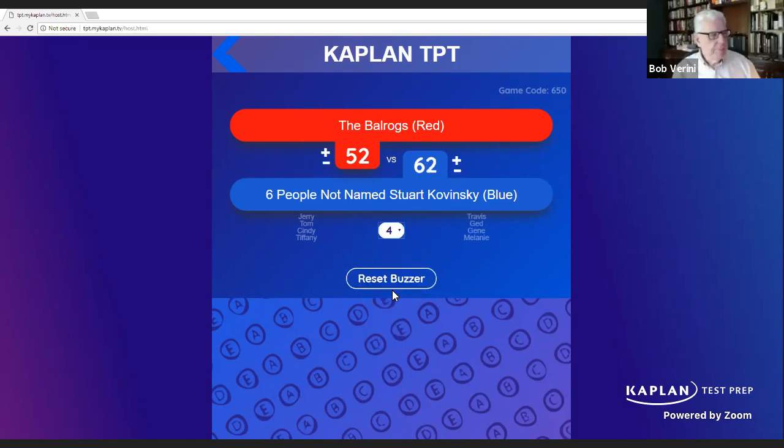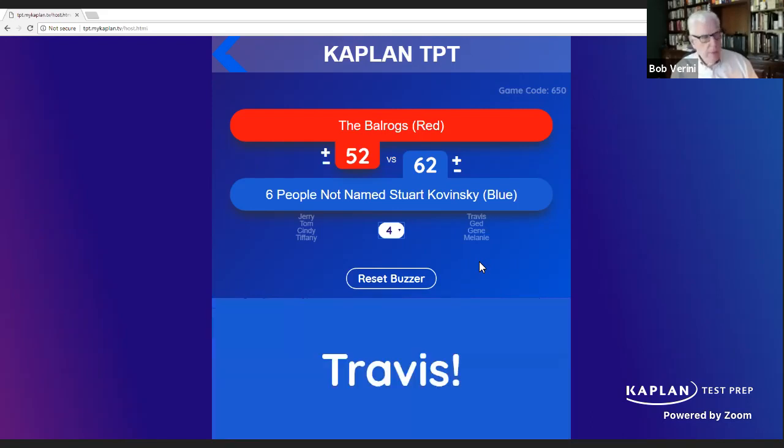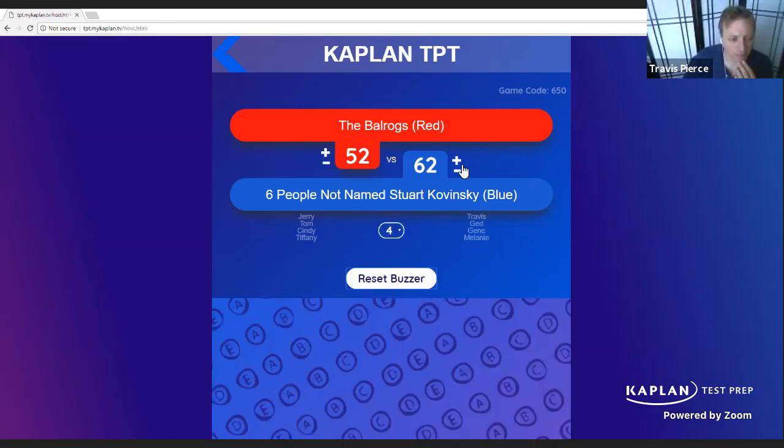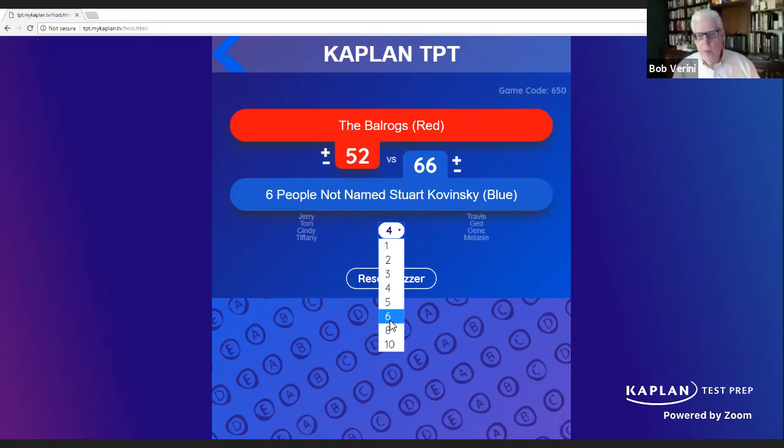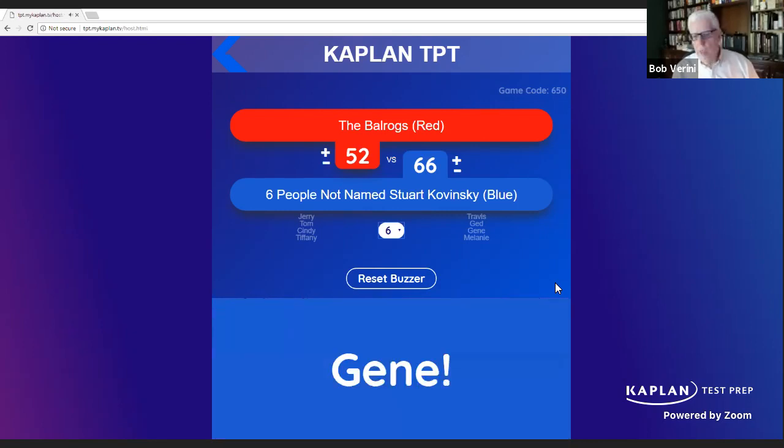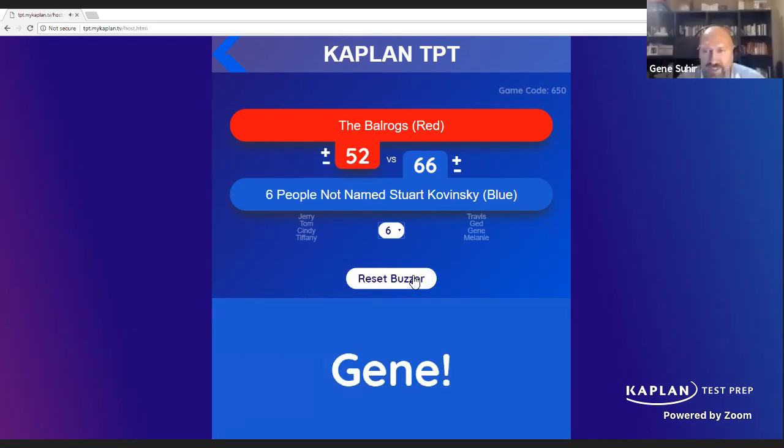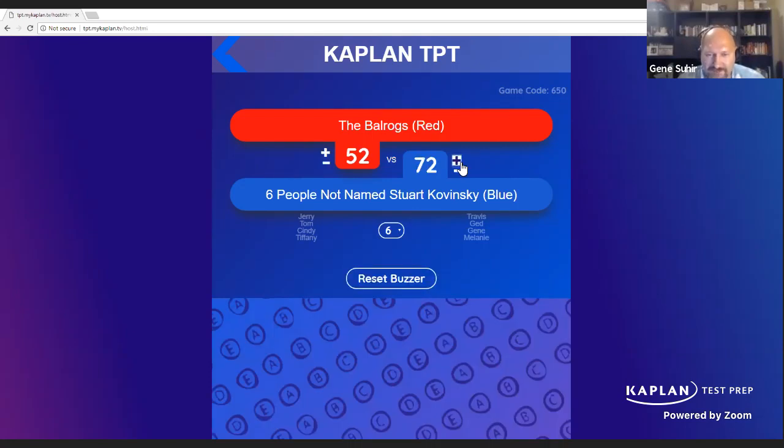For 4 points. The 2009 Alvin and the Chipmunks follow-up wasn't billed as the sequel, but as this. Travis? Squeakquel. The Squeakquel is right. Right on, sir. Well done. 4 points. Movie sequels for 6. Dawn of the Dinosaurs is a 2009 movie in this chilly series. Gene? Ice Age. Ice Age is right for 6.